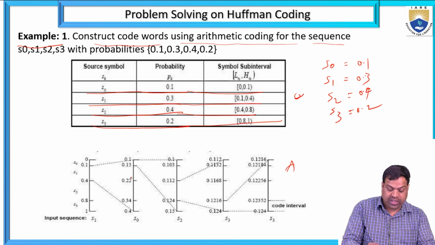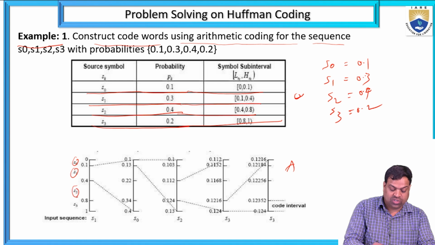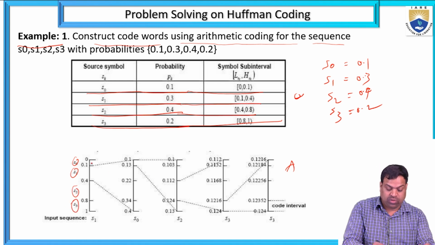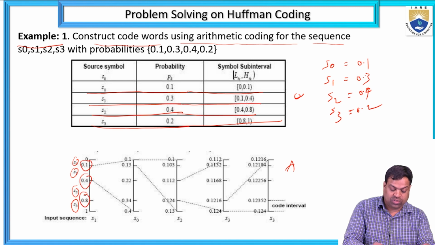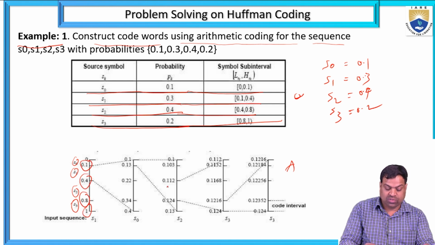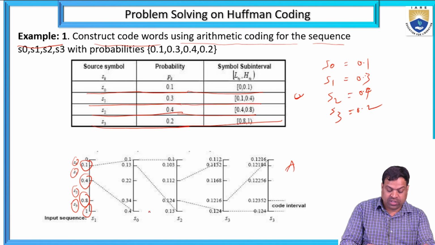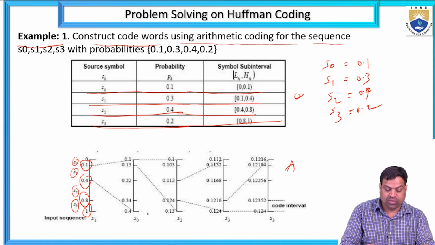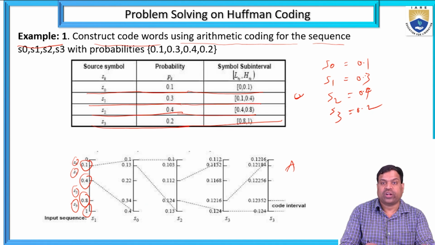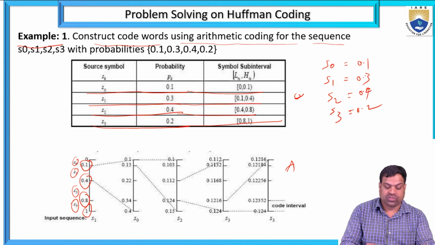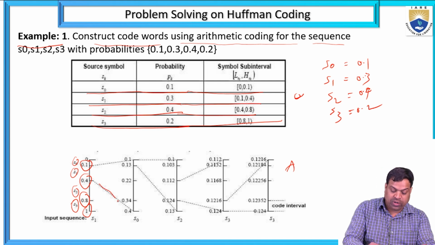So here I am taking the values of the input sequence S0, S1, S2 and S3. So the cumulative probabilities are 0.1, 0.4, 0.8 and 1. So what we have to do here? Here I am taking the orders from higher order to lower order or lower order to higher order values. Suppose here I am taking 0.1. So what are the remaining values?